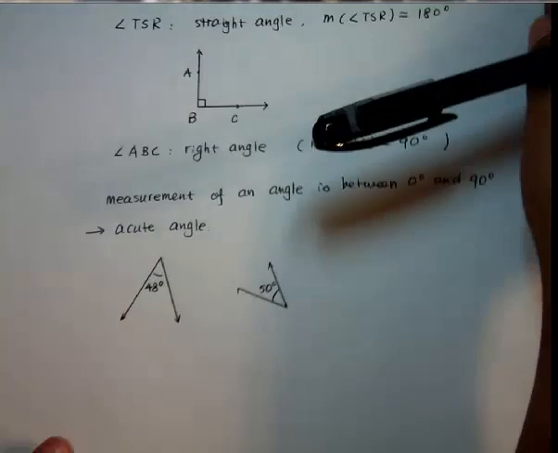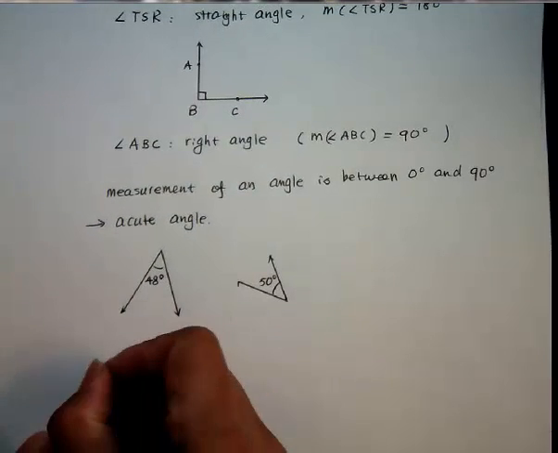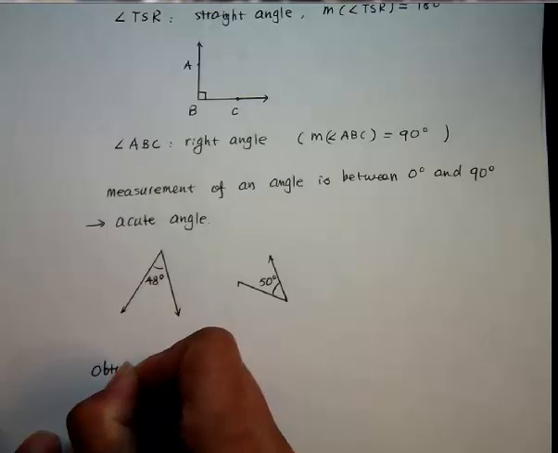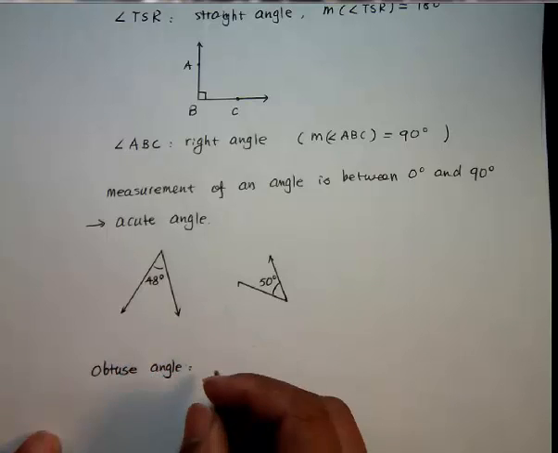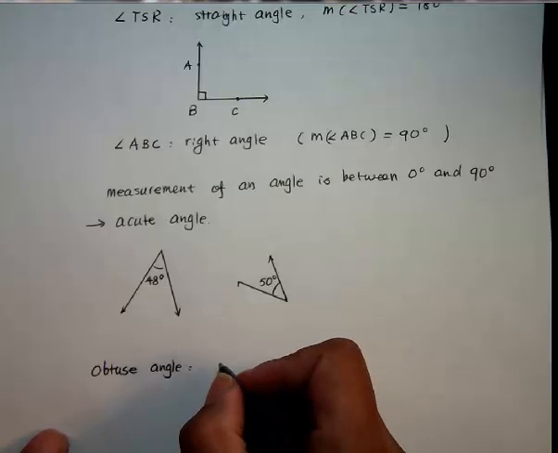The obtuse angles are the angles whose measurement is between 90 degrees and 180 degrees.